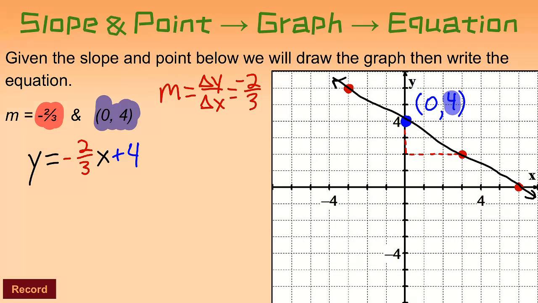Now this particular slope and point lend itself very well to graphing and writing the equation. What is it about the point that makes the equation nice and easy to write? So my question was, what is it about the point that I gave that made writing the equation easy?